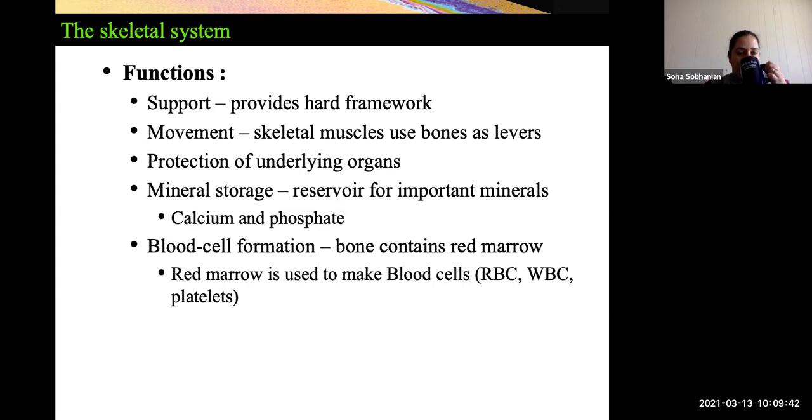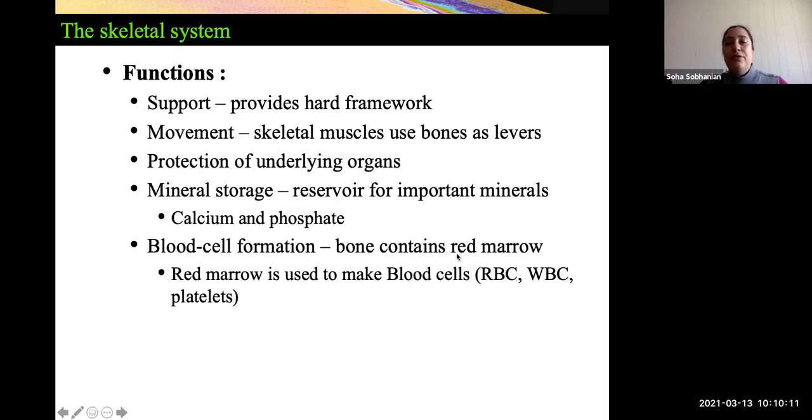And then the last thing that we have is blood cell formation. When you're thinking about your blood cells, we already talked about this in terms of tissues last time, and we said that there are three different types: red blood cells, white blood cells, and platelets. The only thing I need to add now is how and where we actually make these red blood cells, white blood cells, and platelets.